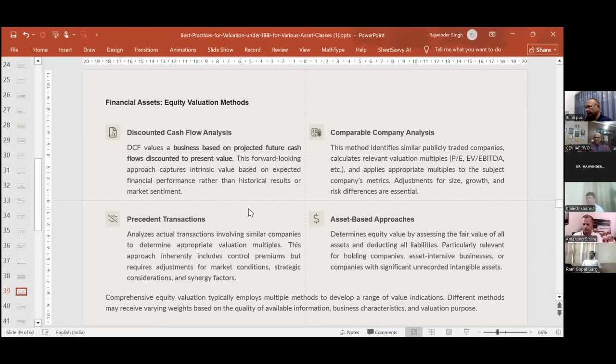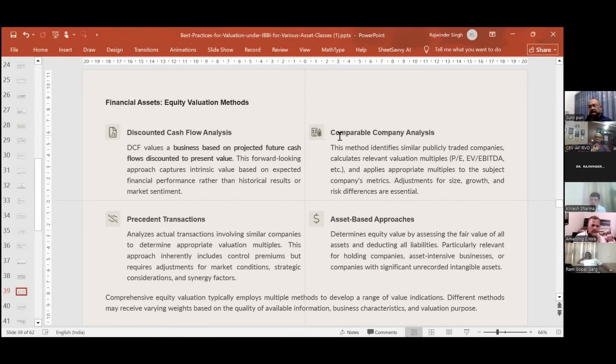And then the second method for the financial asset class is comparable company analysis. This method identifies similar publicly traded companies for which we calculate relevant valuation multiples, that is P/E, EV/EBITDA, etc., and apply appropriate multiples to the subject company's metrics. Adjustments for size, growth, and risk differences are essential.